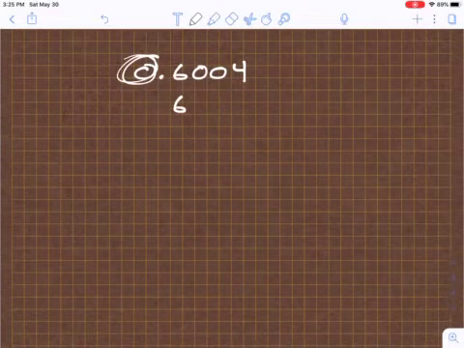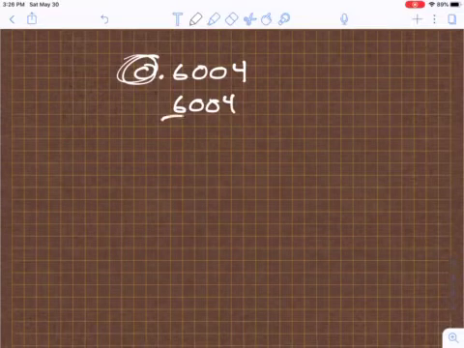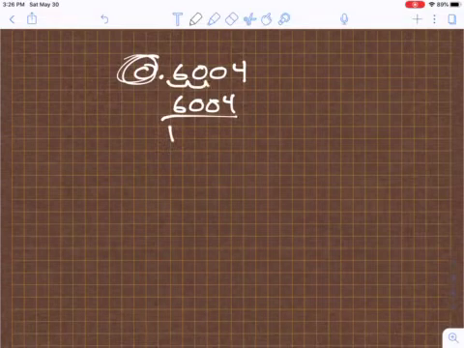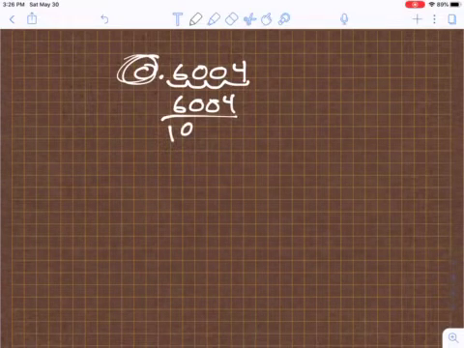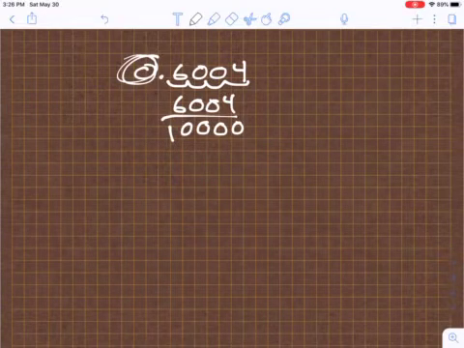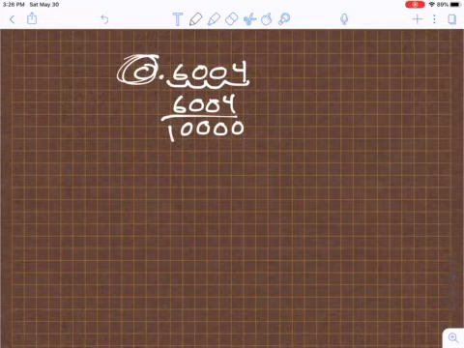So I know I'm going to start with this number over something. So I'm going to put my 1, and then I'm going to count how many places I have. So I have 1, 2, 3, 4 places, and that's how many zeros I have. So I would say it as 6,004 10,000ths. But it's a little complicated to say.